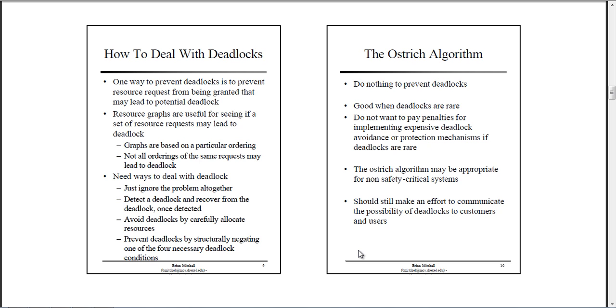The ostrich algorithm. Do nothing to prevent deadlocks. Good when deadlocks are rare. We do not want to pay penalties for implementing expensive deadlock avoidance or prevention mechanisms if deadlocks are rare. The ostrich algorithm may be appropriate for non-safety-critical systems, but we should still make an effort to communicate the possibility of deadlocks to customers and users.